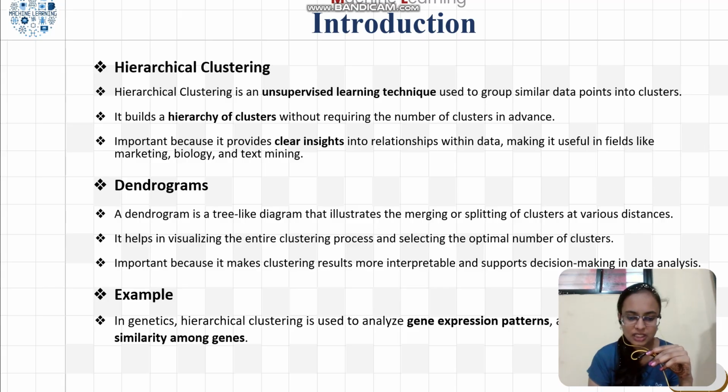To visualize this process, we use a dendrogram. A dendrogram is a tree-like diagram that shows at what distance two points or two clusters are merged. For example, in genetics, dendrograms are used to find similarities between genes based on expression patterns.